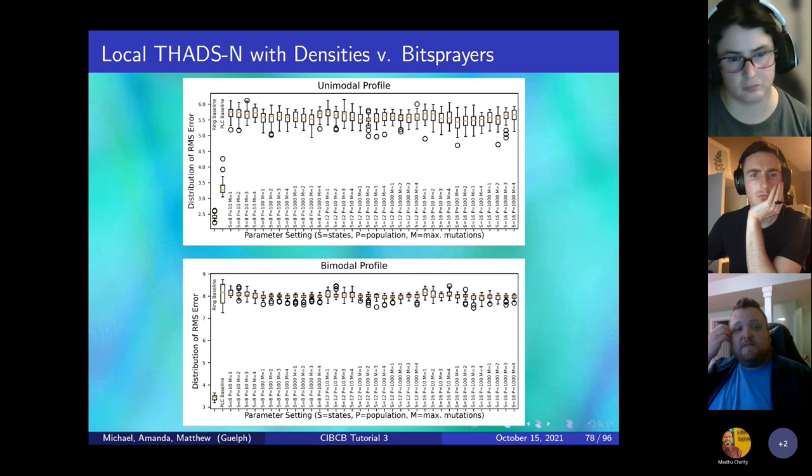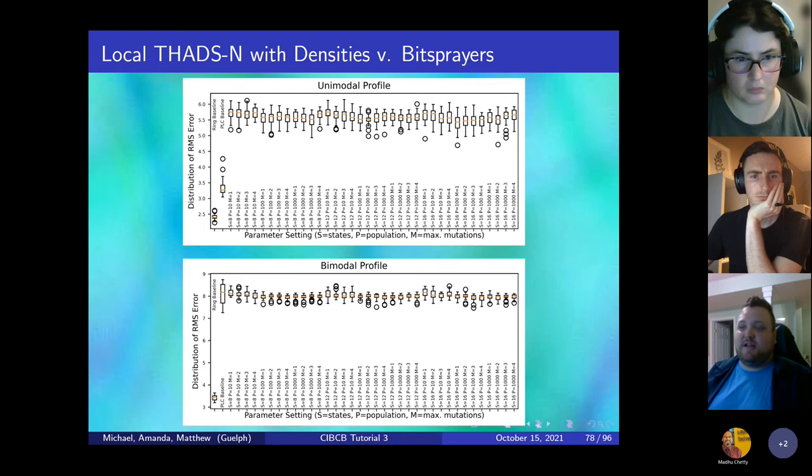And we can see that if you look at the ring baseline compared to the bit sprayers, it clearly outperforms every single parameter setting used. And then when we look at the power law cluster graph baseline on the unimodal profile, it's outperformed by the baseline once again, regardless of parameter setting. But then on the bimodal, it does about the same, but the power law cluster baseline has more variation than the bit sprayers. So maybe bit sprayers to specify edge editing operations is not a good idea based on these results.